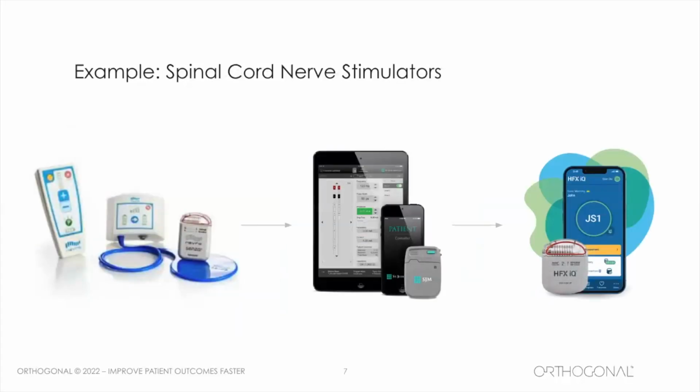Another example is in spinal cord nerve stimulators. These are implanted nerve stimulators, typically for pain, although there are other indications as well. And early on, the first ones had remotes that, as you can see, had pretty simple interfaces. A couple of buttons and some lights and some beeps, etc. Not particularly sophisticated, but they did the job for what folks initially wanted to do.